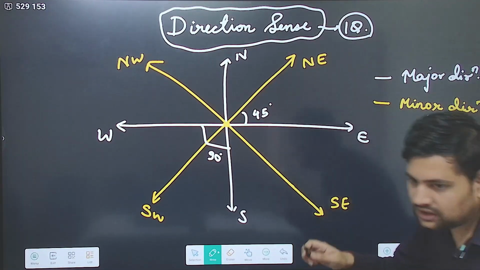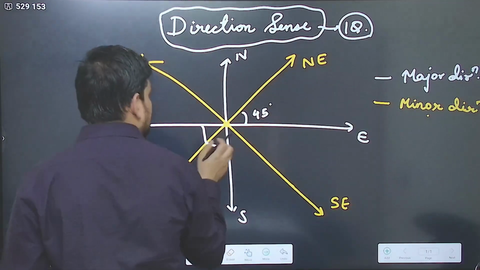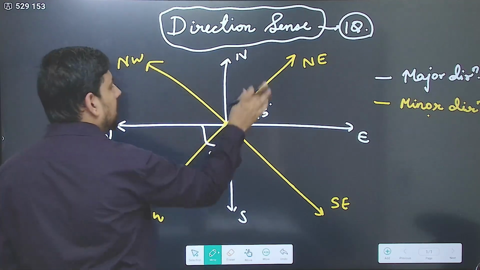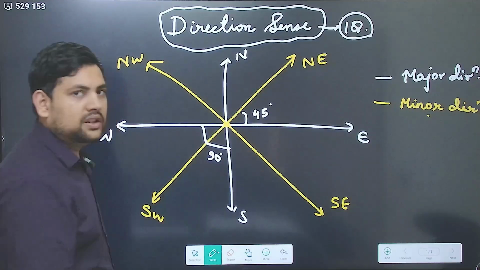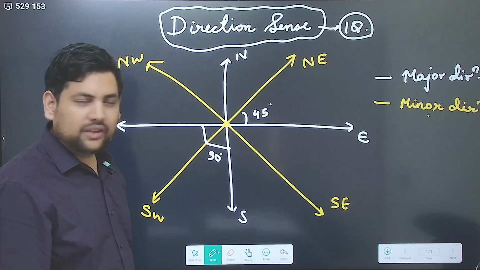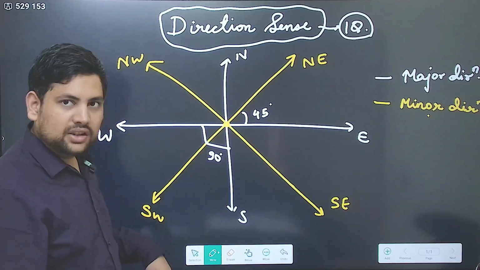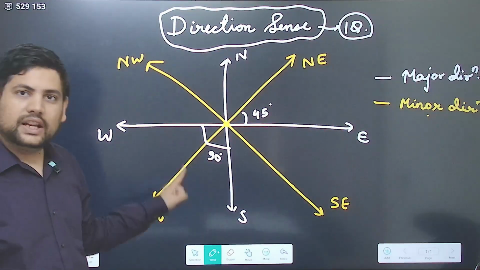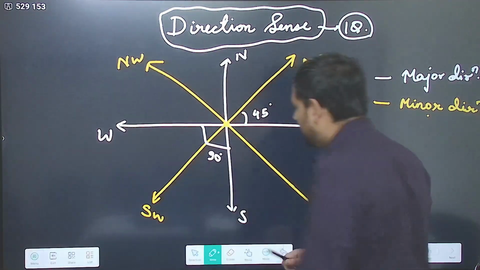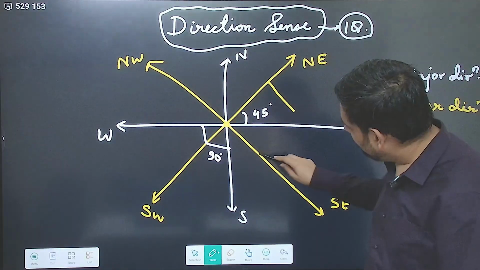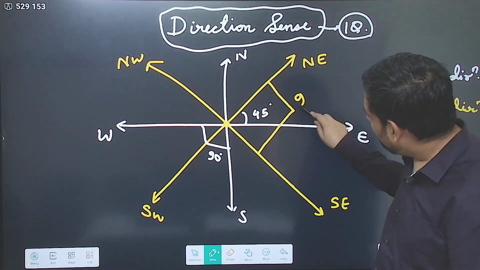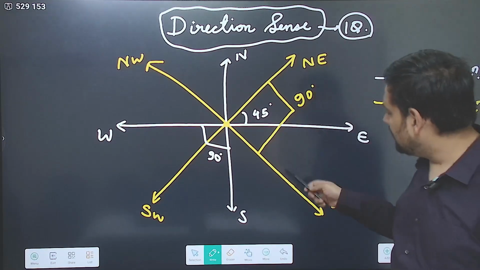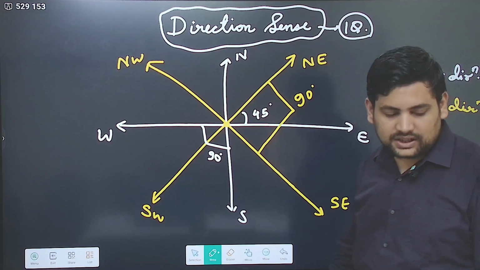So angle between adjacent minor and major direction is 45 degree. Okay, this you understand. Then angle between adjacent major and major directions is 90 degree. Similarly, angle between adjacent minor and minor direction is also 90 degree. That is between northeast and southeast. Correct? Easy.